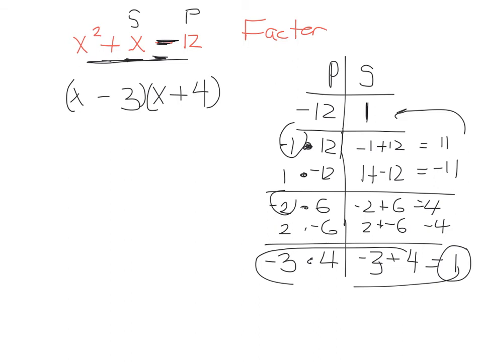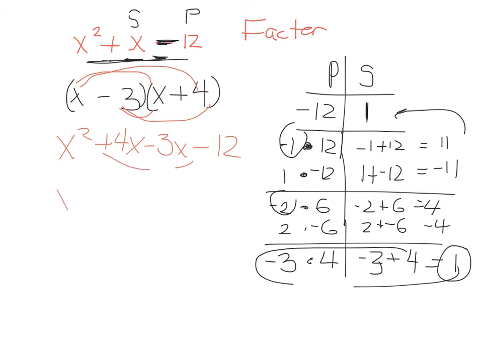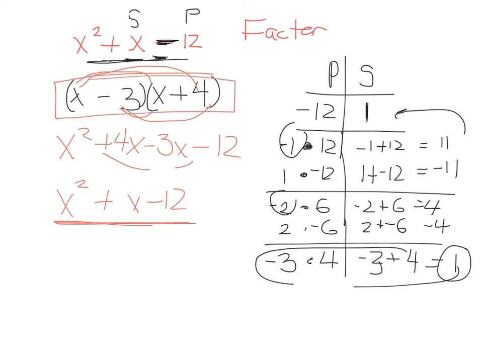Let's just FOIL this one out so you can prove to yourself that it works. So to FOIL it out, we're going to go x times x, x squared. So you're taking this first one and distributing it twice, plus 4x. Then you're taking this second one and distributing it twice, minus 3x minus 12. Combine the middle terms. X squared, 4x minus 3x is x, minus 12. This is what we started with, so this is our answer. The answer is x minus 3, x plus 4.